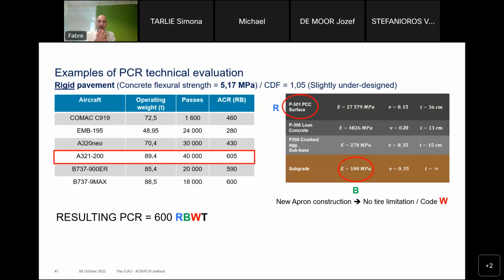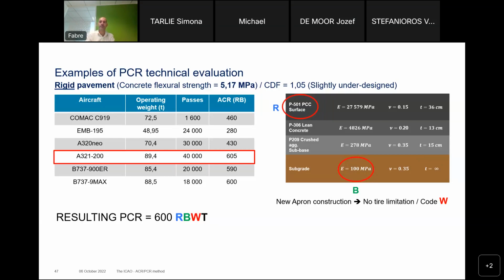The most contributing aircraft is the F21, and the aircraft ACR at its operating weight is 605. And the resulting PCR, when you perform the PCR procedures for this aircraft, is 600 rigid B W T. So the PCR is slightly lower than the most demanding aircraft, the F21, which was 605. And it is again normal because your CDF was initially slightly higher than one, 1.05. Therefore, it is normal to have a PCR which is lower than at least one aircraft in the aircraft list.